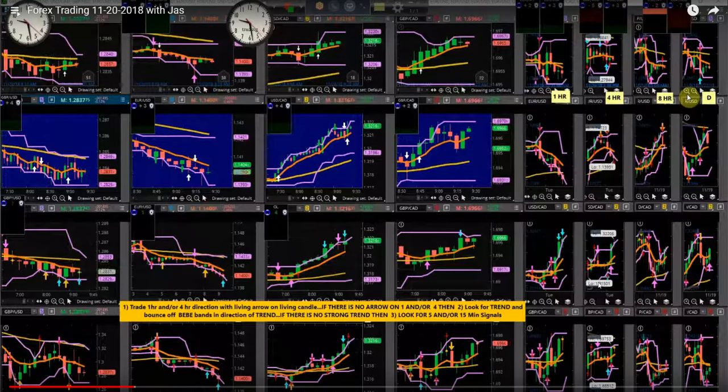But quick look. See it? Flipped up 4-hour BB band. This is why I talk about the flipped up 4-hour BB bands. All right, I think we might have to get away from that.